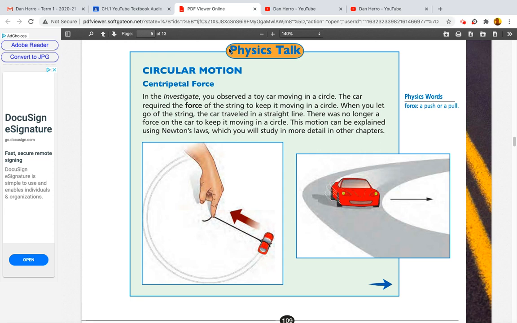Chapter 1, Section 7, Physics Talk: Circular Motion, Centripetal Force.